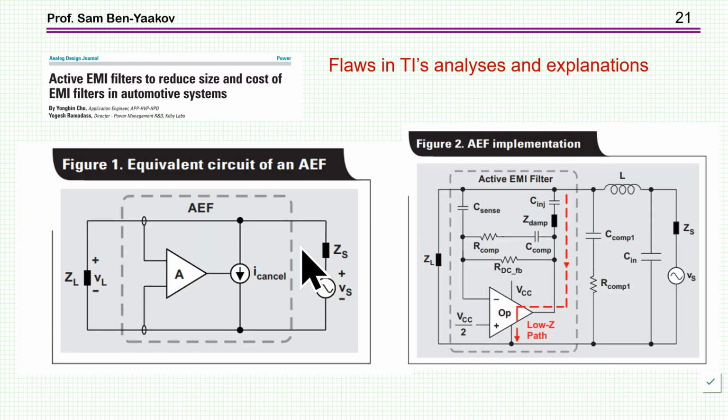Now in the explanation, Texas Instruments shows that this circuit is like measuring the current and then generating a current source that will absorb the current. Well, this is not correct, of course. This is the circuit indeed, and we are not measuring the current, we are measuring the voltage. And we are generating a voltage here such that this impedance will be low impedance and therefore will have high attenuation. So this is the way it actually works.